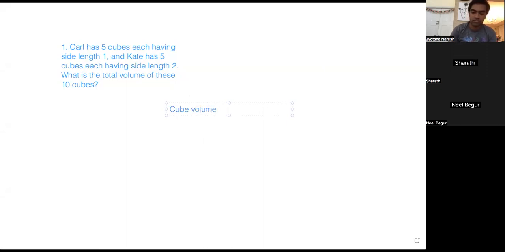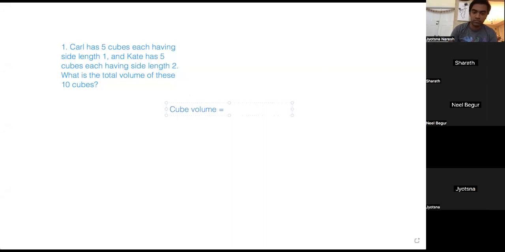So for the cube having side length 1, it would be 1 to the power of 3. And since there are 5 cubes with that, it would be 1 times 5. And then the ones with side length 2, it would be 2 to the power of 3 times 5.